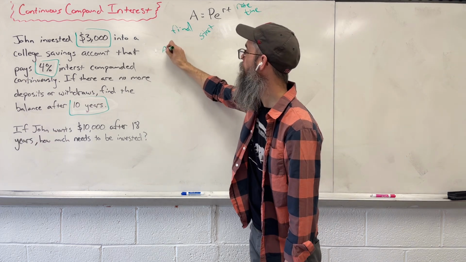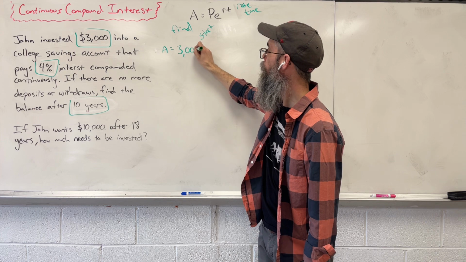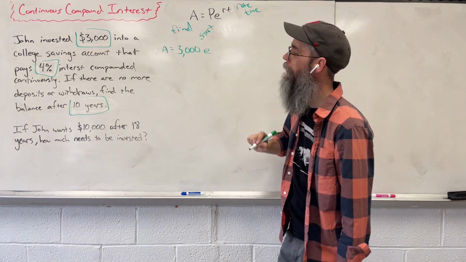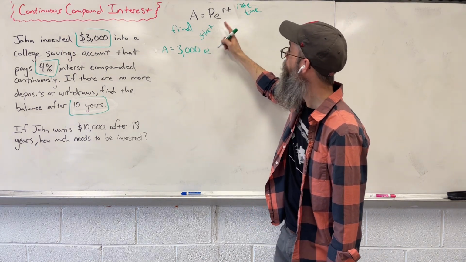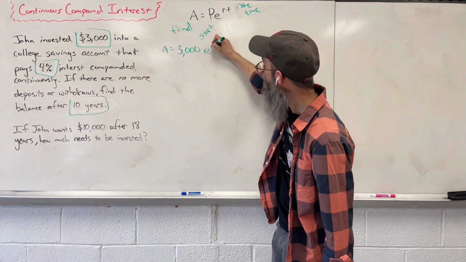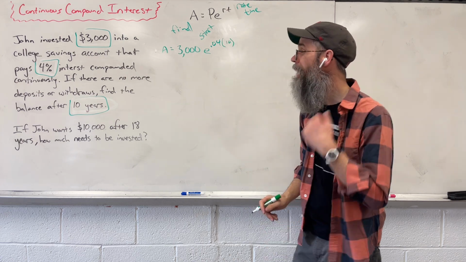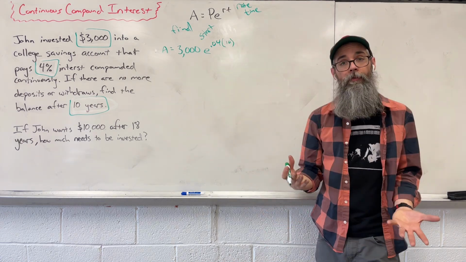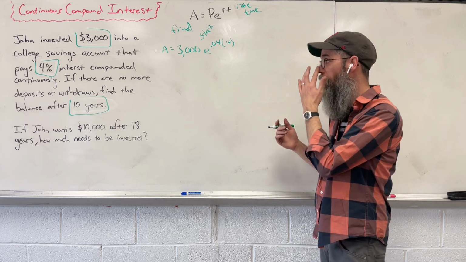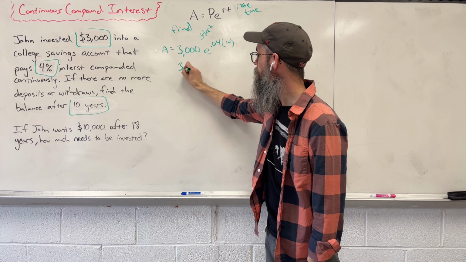So we're finding some number. We know we start with 3,000. We multiply by an E. We're talking about 4%. We need to take that 4% as a decimal, as 0.04, and our time of 10 years. Now it's a matter of just order of operations and just algebra, simplifying this. So start with our exponents, multiply these two things together.